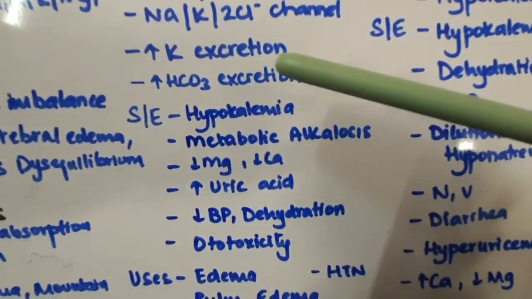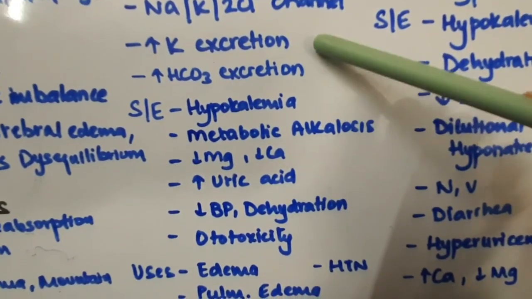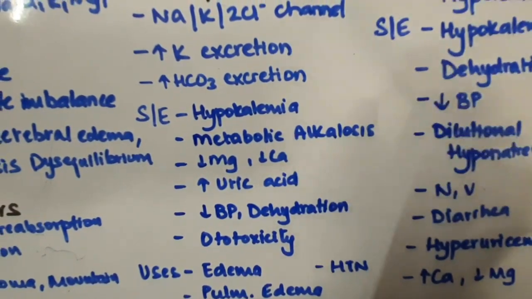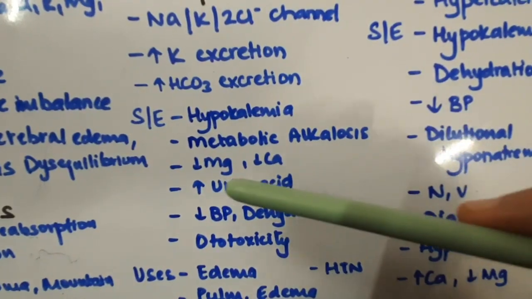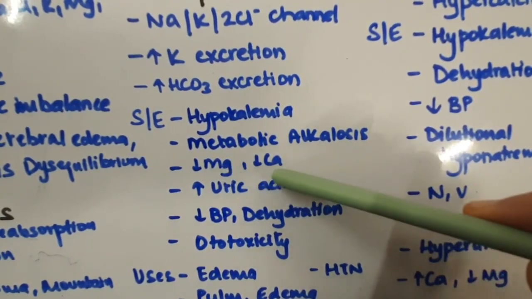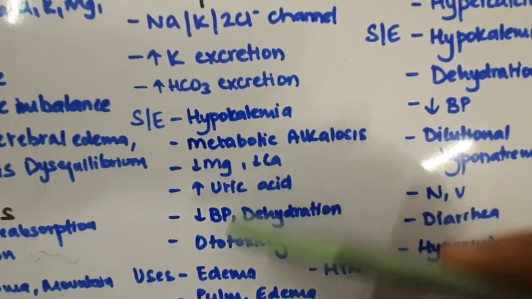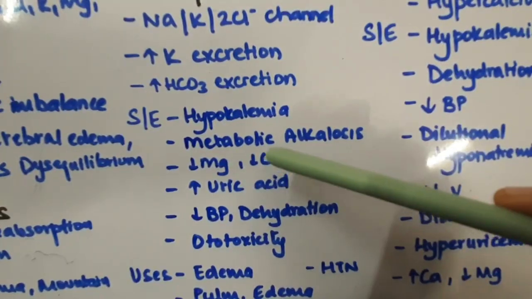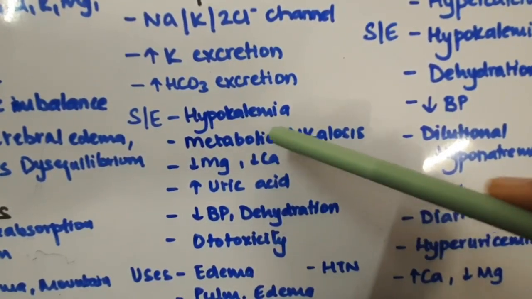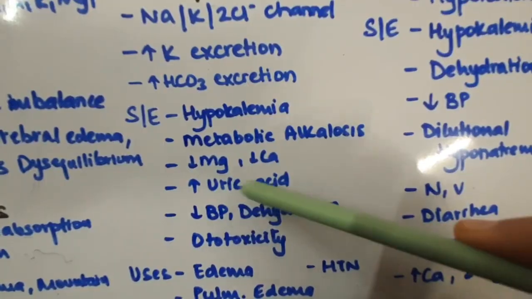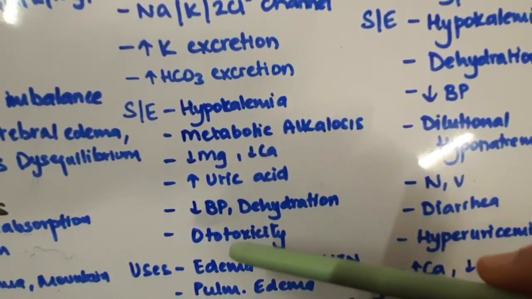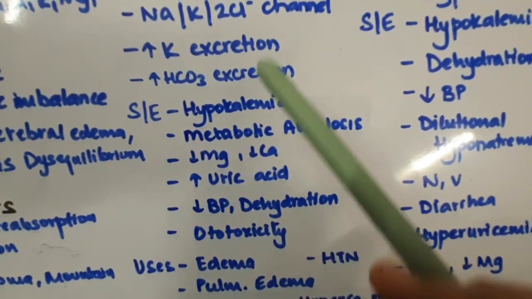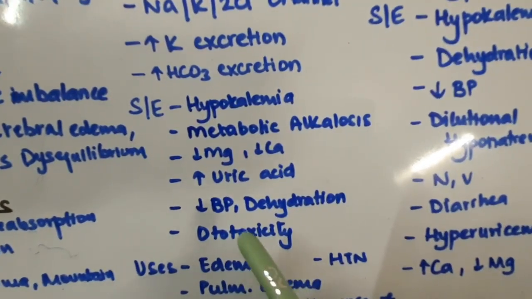In the side effects, we have hypokalemia because it increases potassium excretion. We have metabolic alkalosis. We also have reduced magnesium and reduced calcium. So hypomagnesemia and hypocalcemia is also caused due to loop diuretics. This is a very important side effect. Uric acid will be increased, and because of loop diuretics, blood pressure is obviously decreased, and it can cause dehydration because of loss of water and electrolytes.